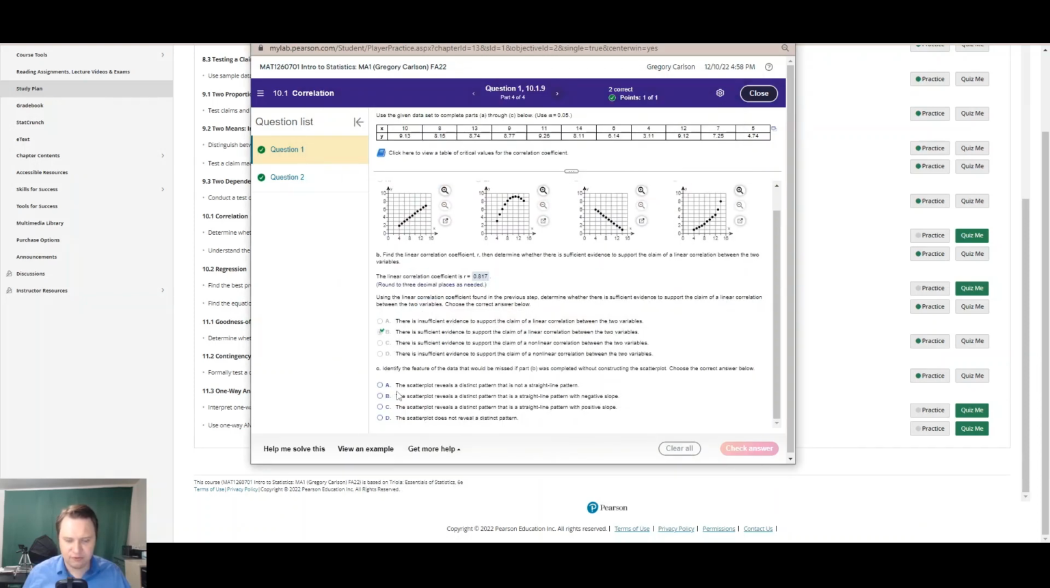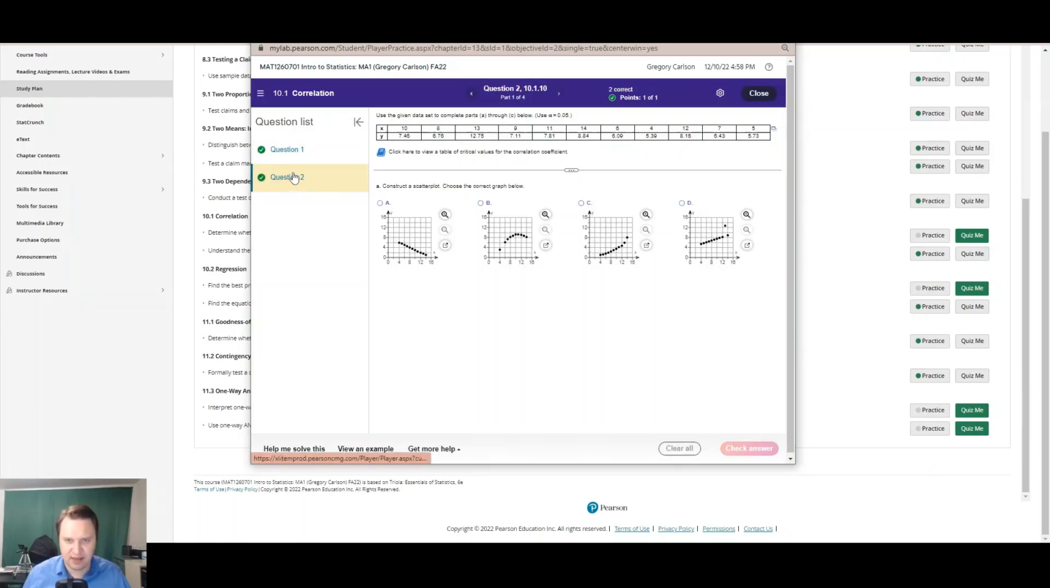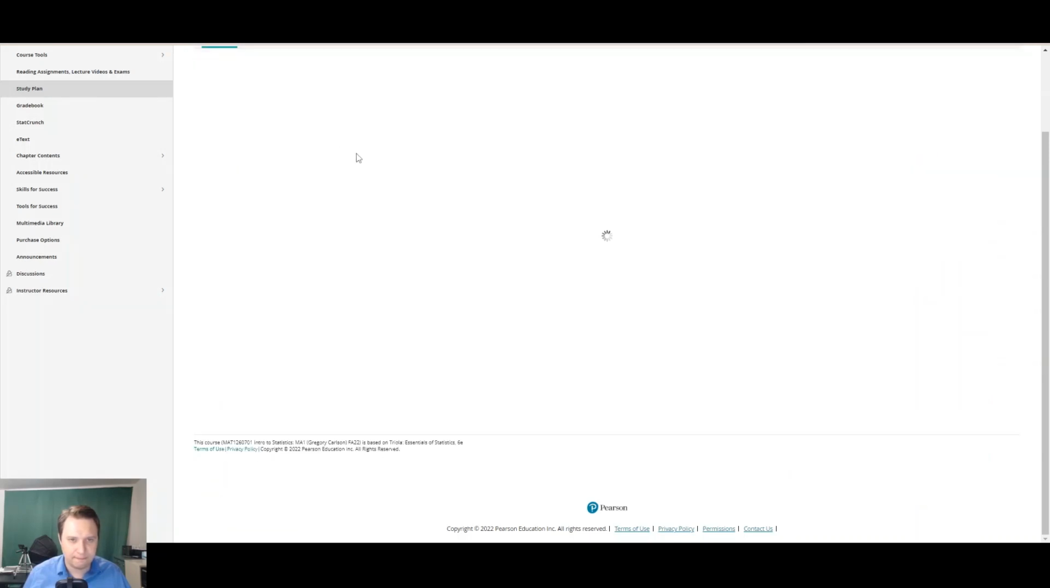However, the answer they're looking for in this one is that if you look at the scatter plot, it reveals a distinct pattern that is a non-straight line pattern. So that would be the answer to that part. And I believe this second question goes through the exact same steps, so I'll let you go through that one. Okay, so that's 10-1. Let's keep moving. And let me know if you have any questions, obviously.